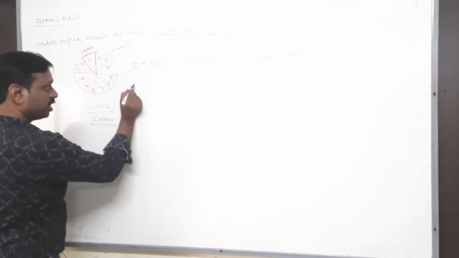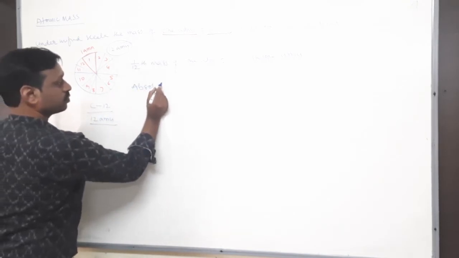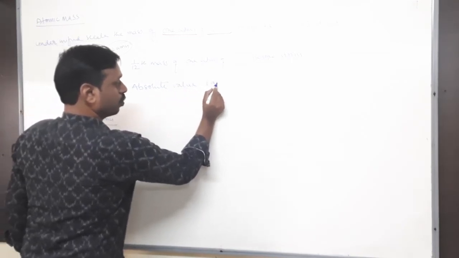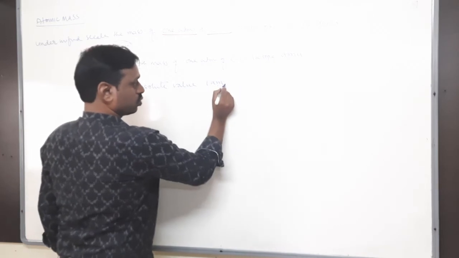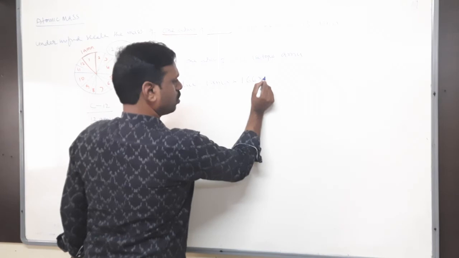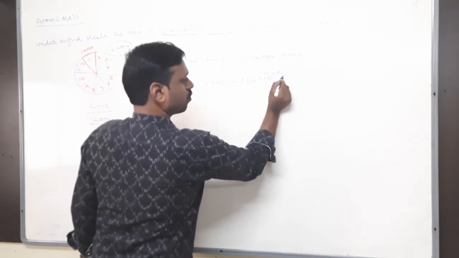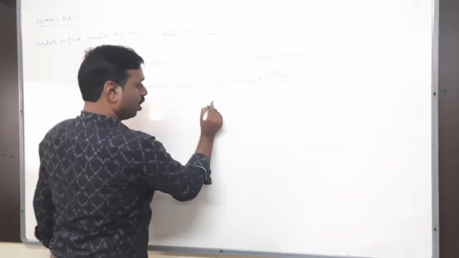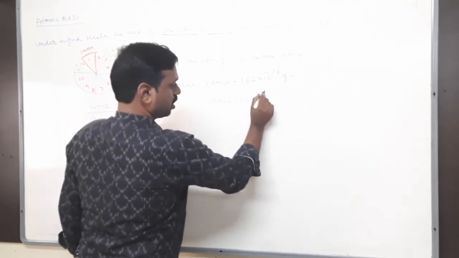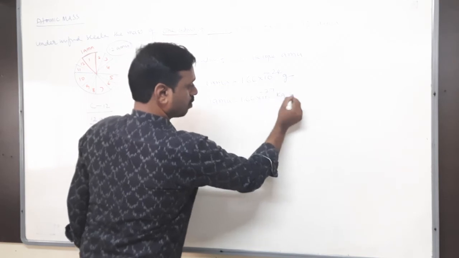Right. So then later its absolute value is also given. Absolute value of 1 AMU is approximately 1.66 × 10^-24 grams, or 1 AMU is also equal to 1.66 × 10^-27 kilograms. Later its absolute value is calculated.